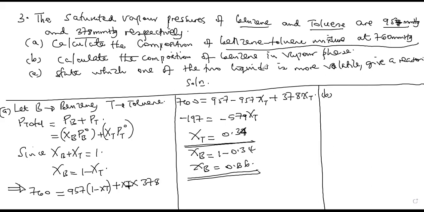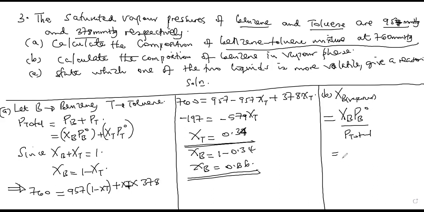Then B, calculate the composition of benzene in vapor phase. Composition of benzene in vapor phase is equal to mole fraction of benzene times vapor pressure of benzene in its pure state out of P total.